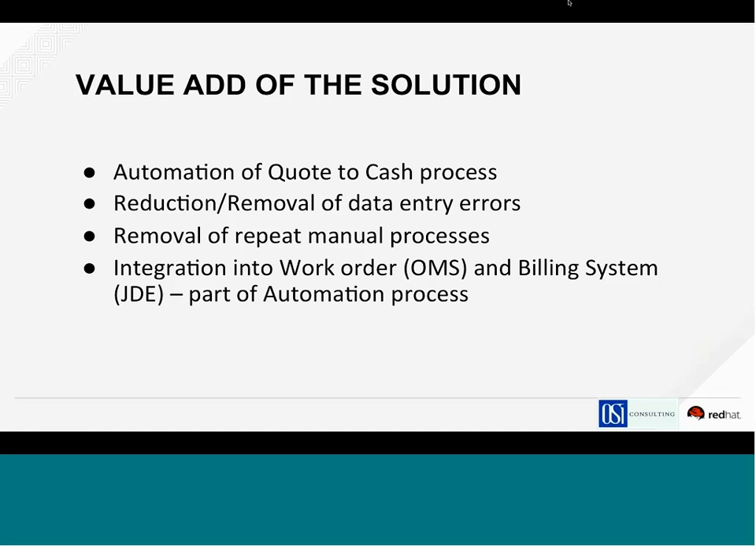And of course, removal of repetitive manual processes. An example is sales engineers creating a sales order in Salesforce, but then the same thing has to be manually entered by an accountant in the JD Edwards system. So why do we have two screens for one business process? Of course, by putting a layer of integration and seamlessly integrating those APIs, we were able to remove the manual processes. And of course, integration of the work order from their legacy OMS system, and the billing system, was automated by using the JBoss Fuse integration layer.